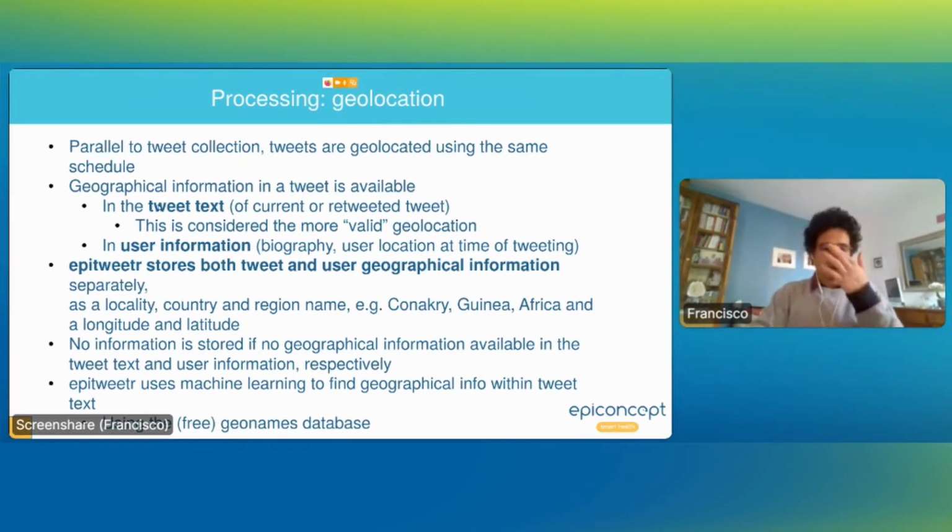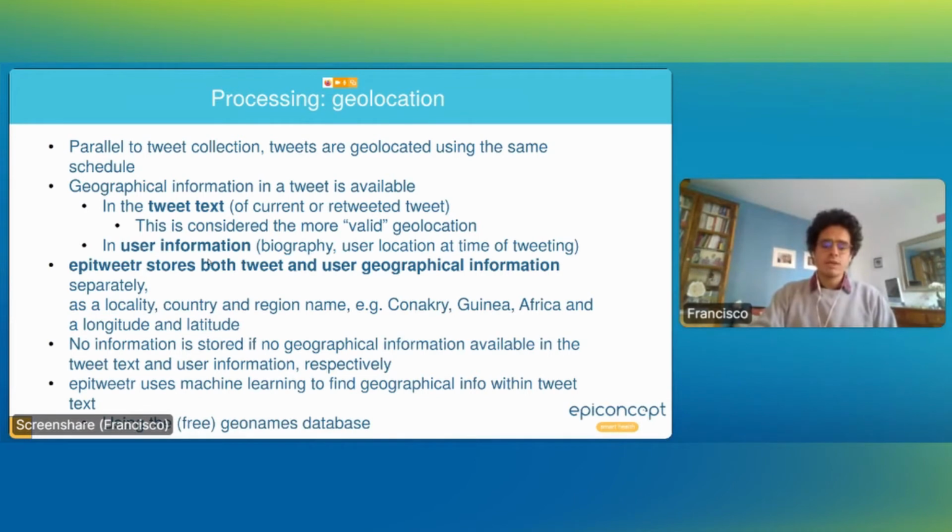And what we are doing is trying to find geographical information in the tweet. The main source is the tweet text. That means that we're going to see if in the tweet text, or in the retweeted text if there is a retweet, there is a mention of a place. And we're going to keep that information, but we don't only look there, we also try to identify where the user was tweeting from.